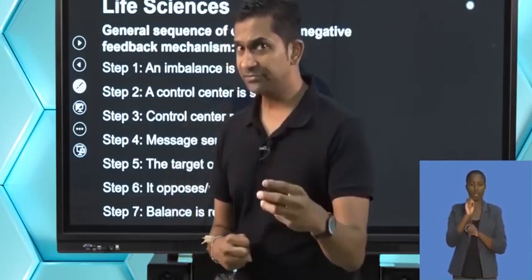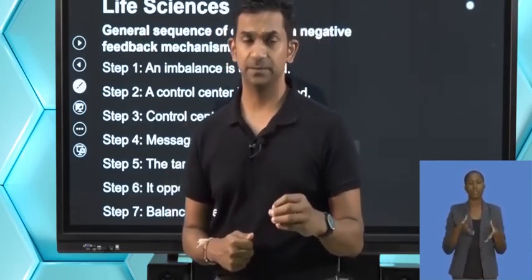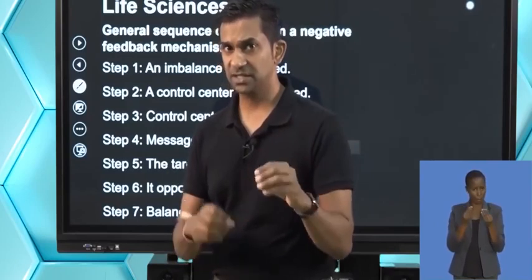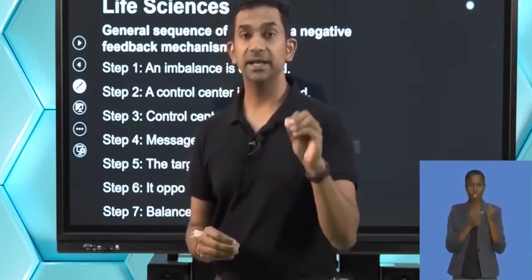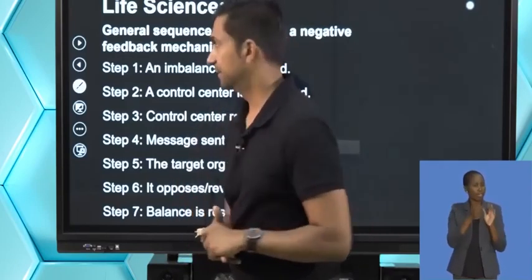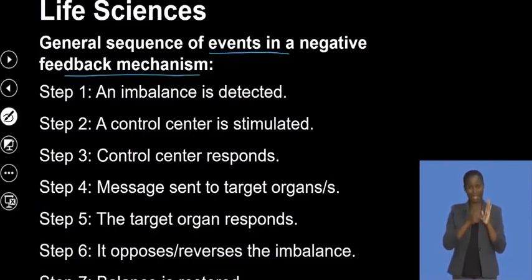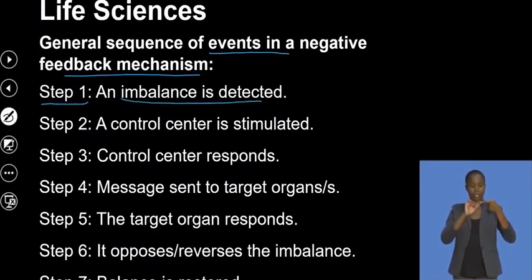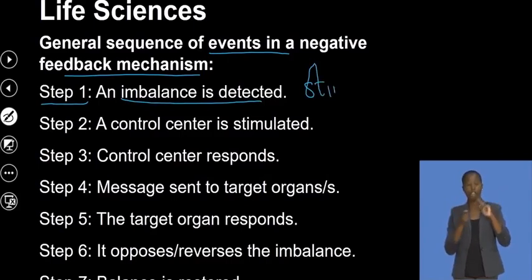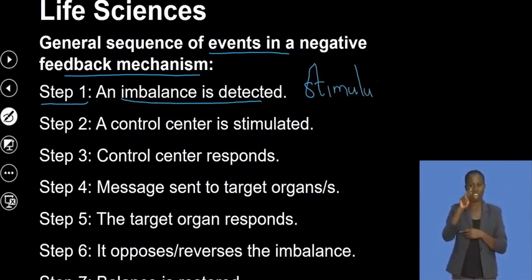So we ended off the last segment looking at negative feedback, and let's try and unpack that further to understand what is the mechanism in negative feedback. Okay, so the general sequence of events in a negative feedback mechanism involves the following 7 steps. So firstly, step 1, an imbalance is detected. That means there is a change, that is the stimulus. So go back to the 4 concepts. A stimulus is detected, and that's a change from the norm. So an imbalance is a change from the normal.